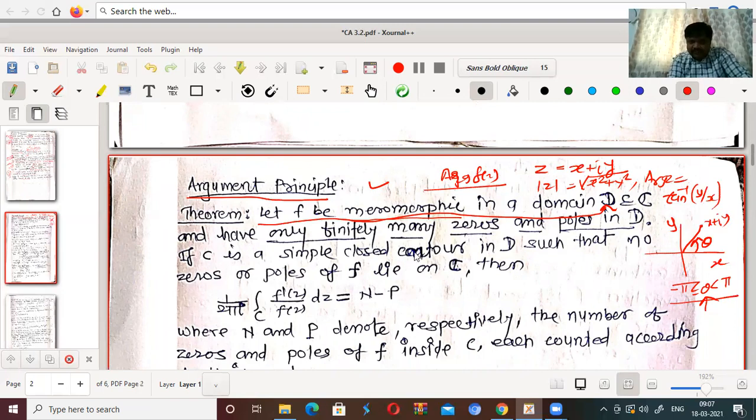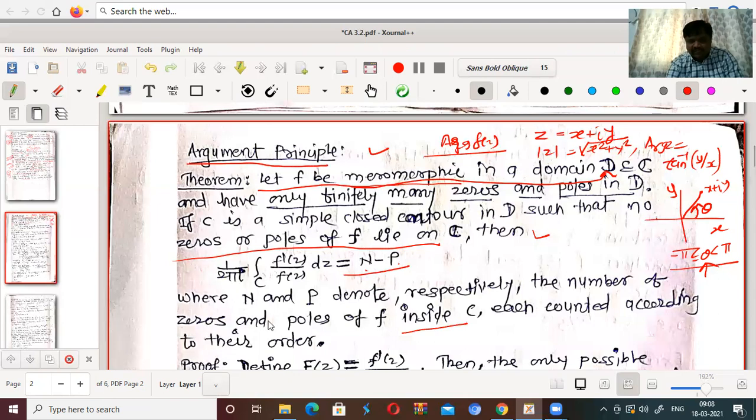If C is a simple closed contour in D such that no zeros or poles of f lie on C, then 1 upon 2 pi i times the integral over C of f dash z upon f of z with respect to z is equal to N minus P, the number of zeros minus the number of poles, where N and P denote respectively the number of zeros and poles of f inside C, each counted according to their order.